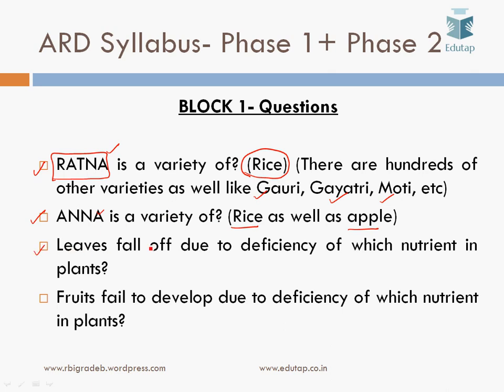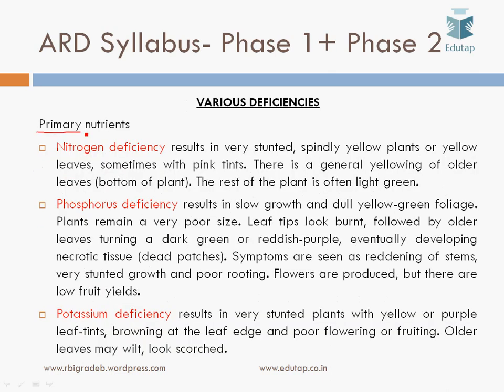Another question was that leaves fall off due to deficiency of which nutrient in plants? And another question was that fruits fail to develop due to deficiency of which nutrient in plants? Now when we talk about nutrients, there are primary nutrients, secondary nutrients, and then micronutrients. Primary nutrients: nitrogen, phosphorus, potassium, right? NPK. Nitrogen deficiency results in stunted, spindly yellow plants or yellow leaves. Phosphorus deficiency results in slow growth and dull yellow-green foliage. And potassium deficiency results in very stunted plants with yellow or purple leaf tints.